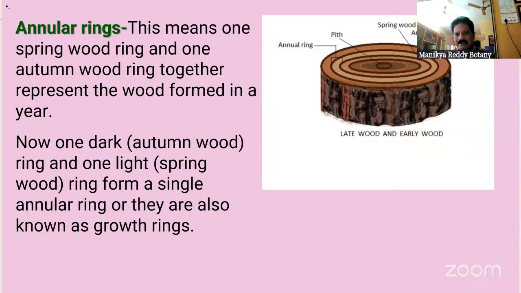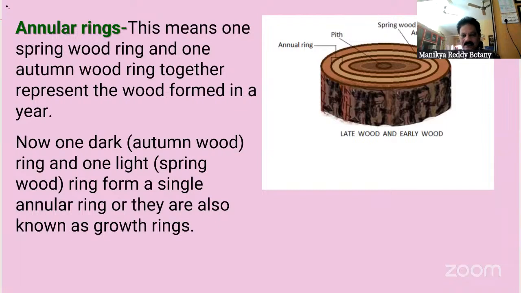The wood is very less. That is called autumn wood. This autumn wood is also called late wood. Early wood, late wood, or spring wood, autumn wood. These both woods represent the wood which is formed in a year.